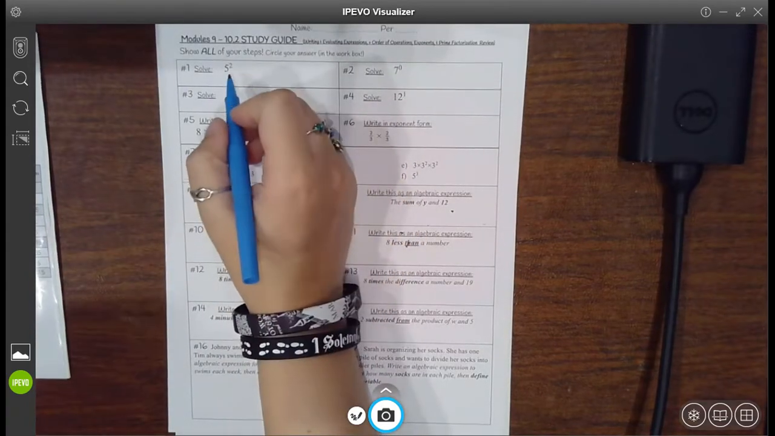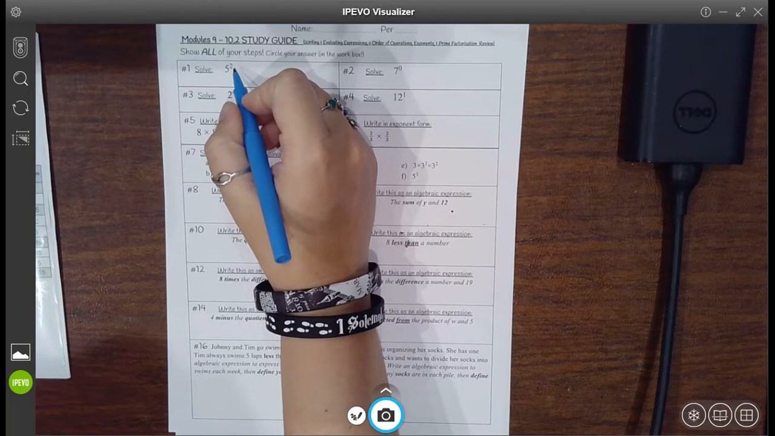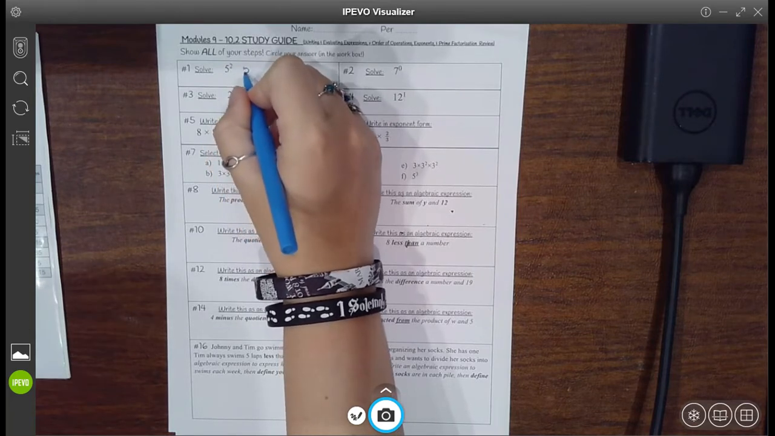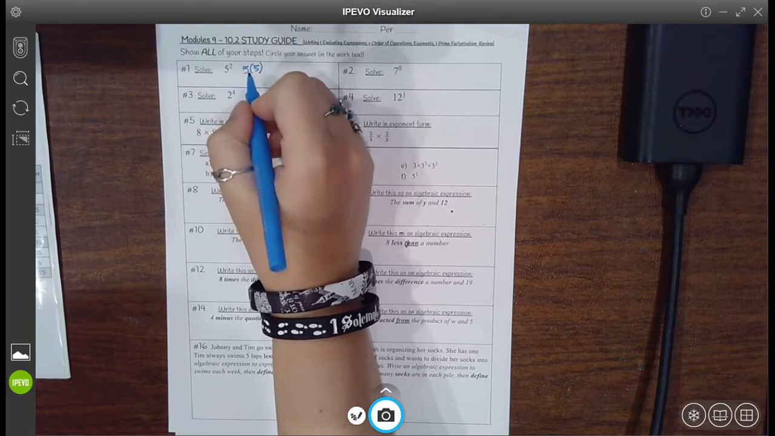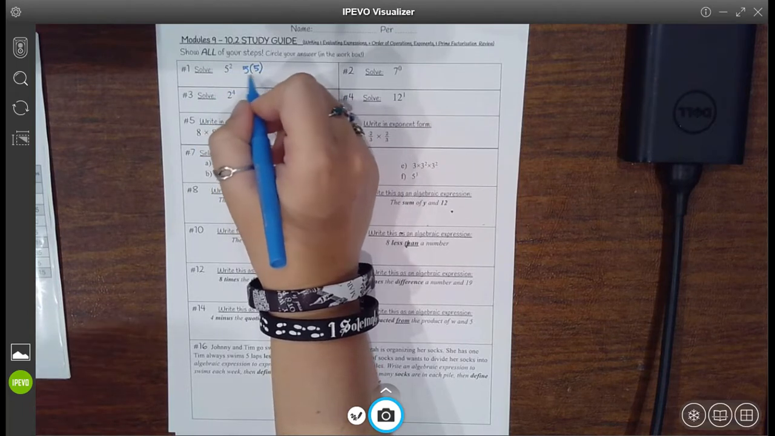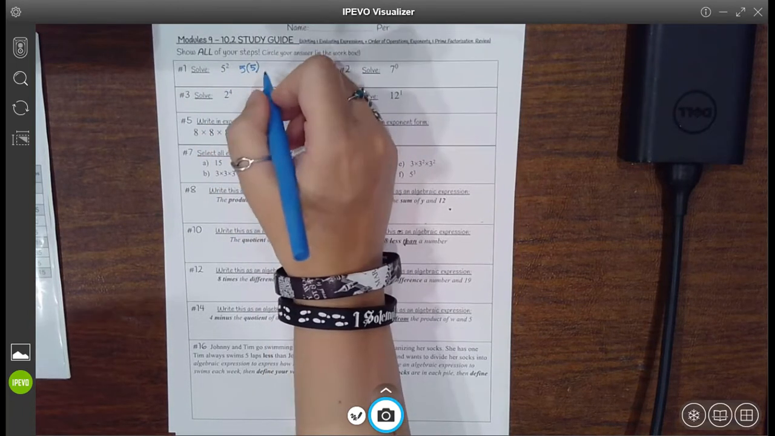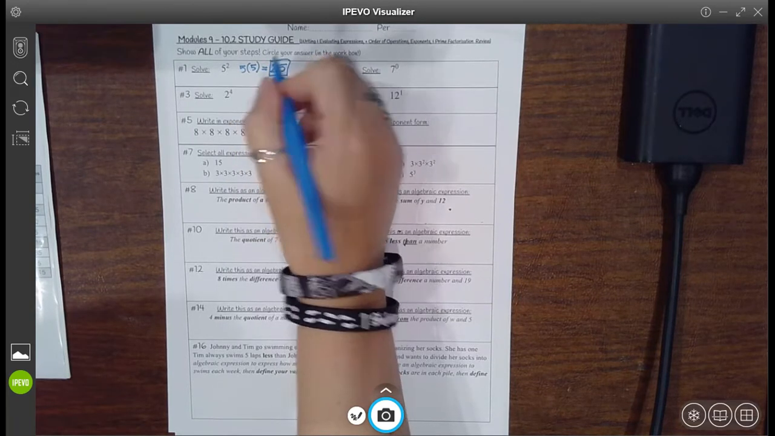Okay, number 1 says to solve 5 squared. Now this is not 5 times 2. It's 5 times itself 2 times. So this is your base. That tells you what number to multiply times itself. And the exponent, that little number up there, tells you how many times to multiply it by itself. So I have 2 5s. And 5 times 5 is 25.